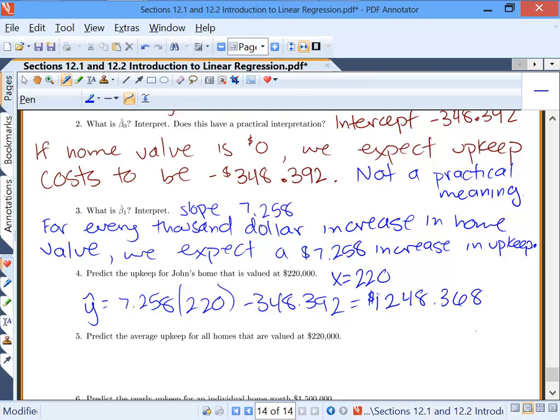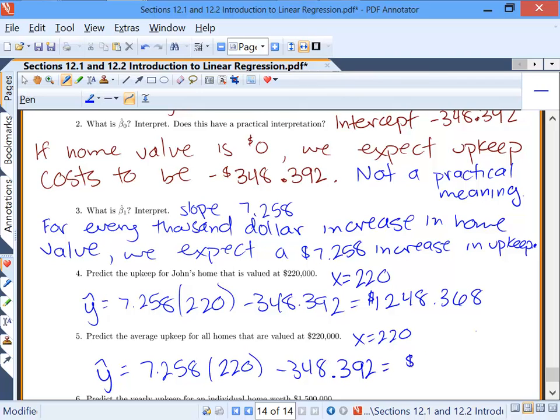So we predict that for John, when he has a $220,000 home, he's going to have to spend about $1,248 a year on upkeep. Now what's the difference between that question and question 5, predict the average upkeep for all homes that are valued at $220,000? Notice a slightly different interpretation. Do I have to do anything different? No, it's the exact same thing. X equals 220, and we just plug it into our equation just like we did for John's single home. So we predict it the same way for both interpretations.